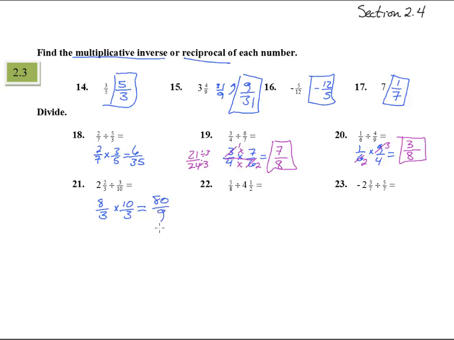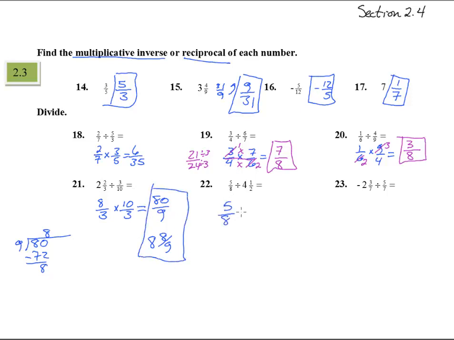And you can just leave it like that, or if you'd like to, 9 goes into that 8 times, right? Let's do that. 9 goes into that 8 times, 72, and we're left with 8. So 8 and 8 ninths. If you'd like, either one of those answers is okay.